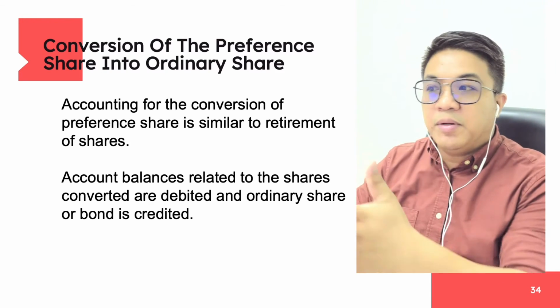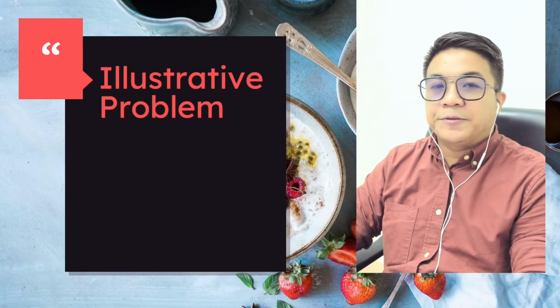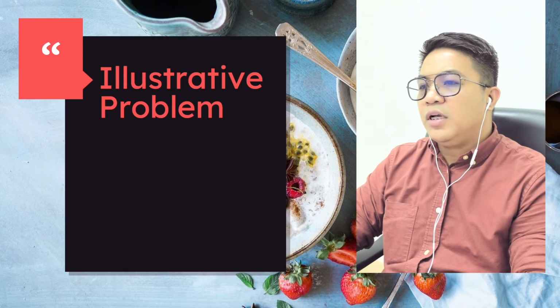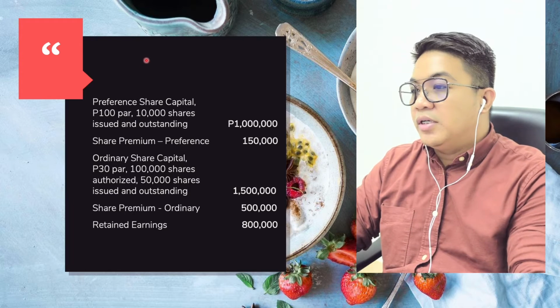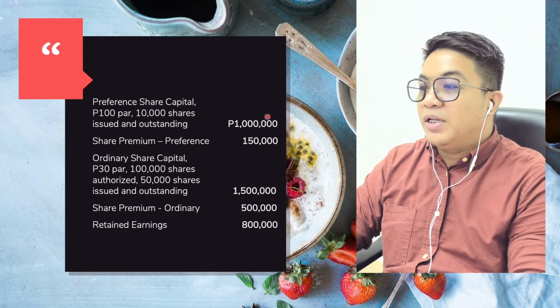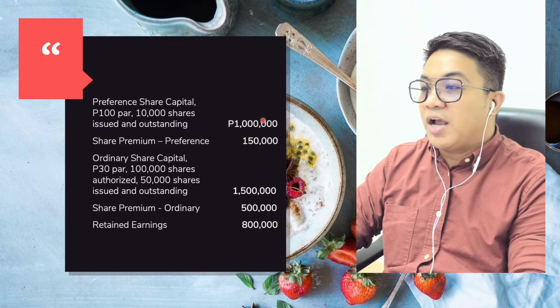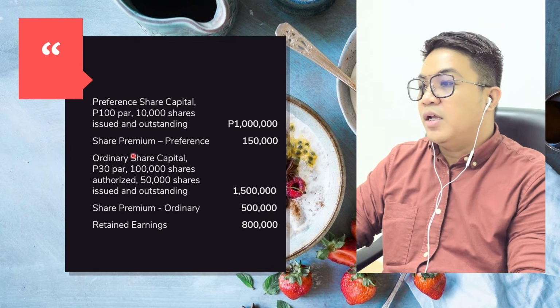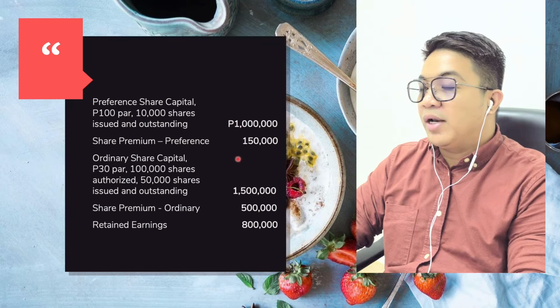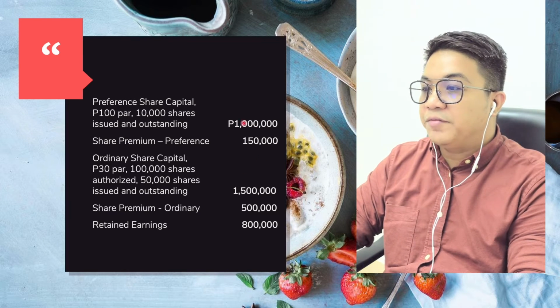Okay, so let's explain this theory using this simple illustrative problem. Okay, so we have here, it's given no, sa problem, we have 1 million worth of preference share capital. Ito yung par value niya, yung total shares. And also, we have here share premium related to preference na 150,000.